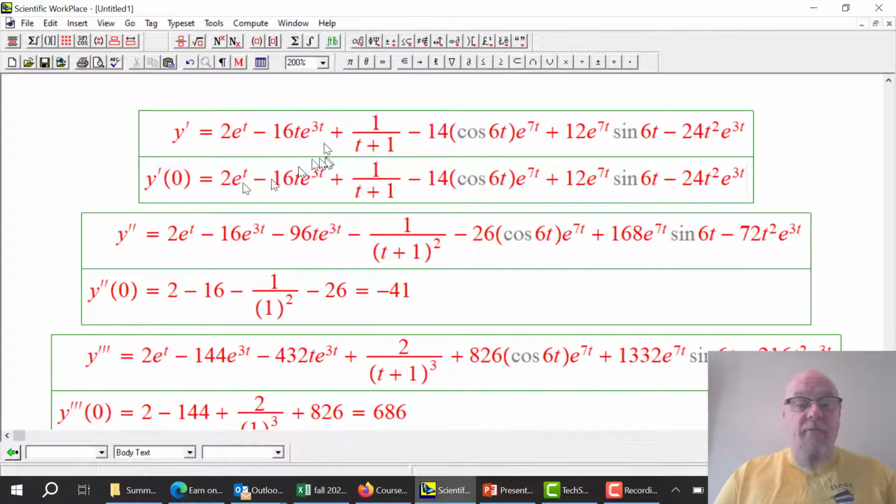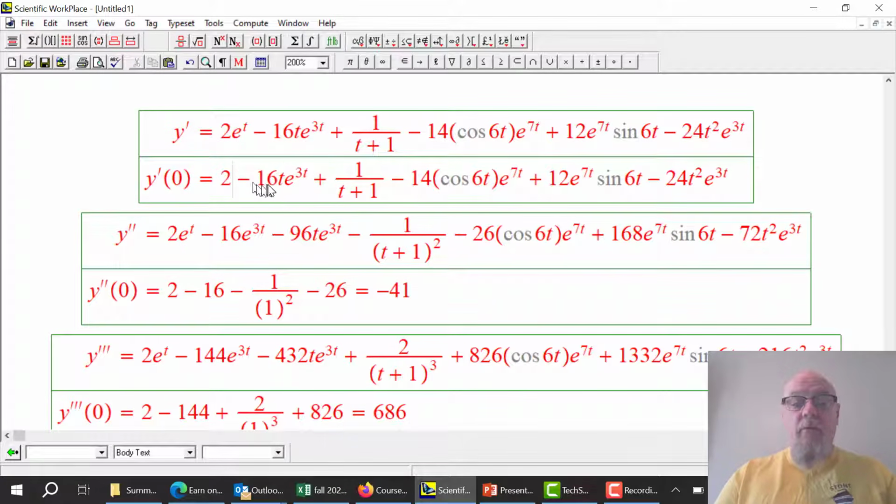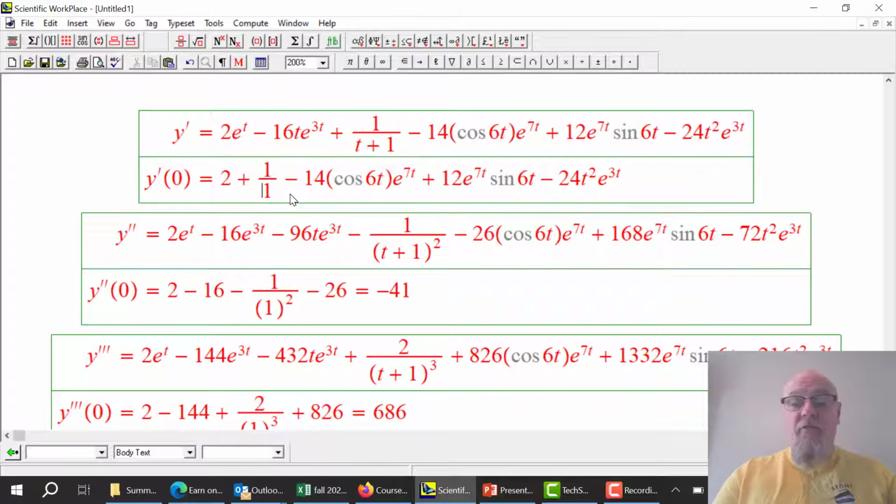So there's the derivative. When I make t equals 0, e to the 0 is 1. There's a t there, so when I sub in 0, that piece disappears. 1 over 0 plus 1 is just 1. Cos of 0 is 1. e to the 0 is 1, so this piece is just 14. Sine of 0 is 0, so that disappears. With the t squared there, when I plug in 0, it is 0. And so I get 2 plus 1 minus 14. I'm getting minus 11. So y prime naught equals minus 11.